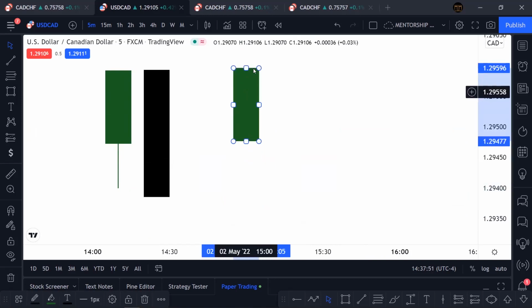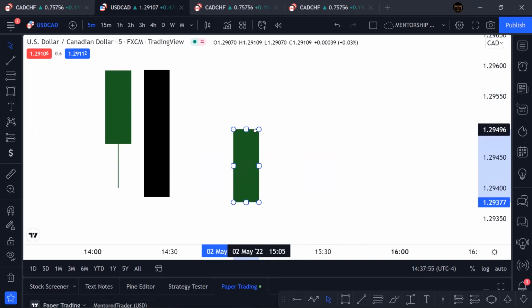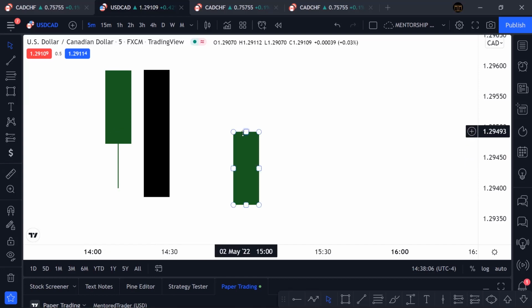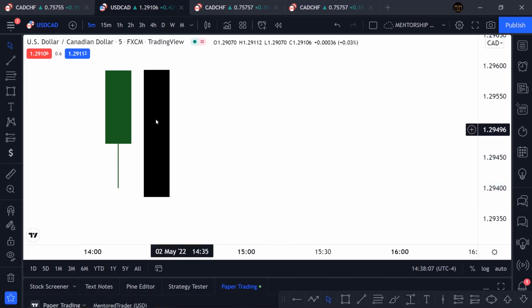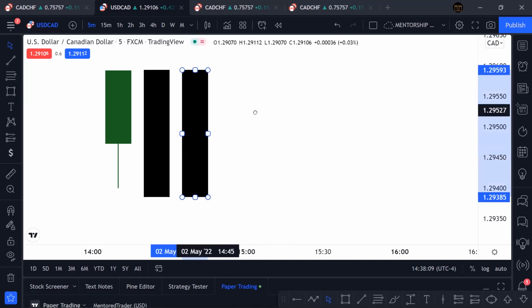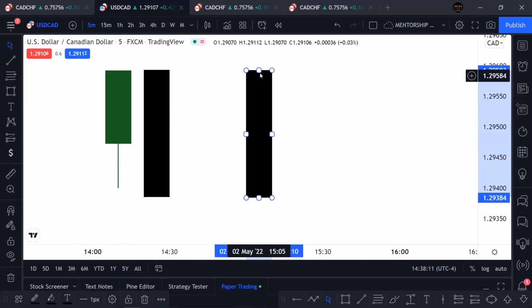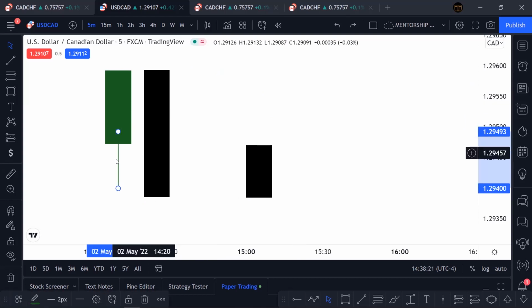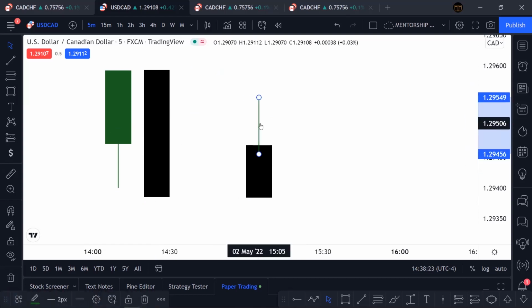What do I want to see? Well, I want to see a candle. I don't want to see a long wick on top, and if possible, I don't even want to see a wick on top. So I want to see a black candle. It doesn't matter the size, it doesn't matter anything. I want to see a black candle with a wick on top.